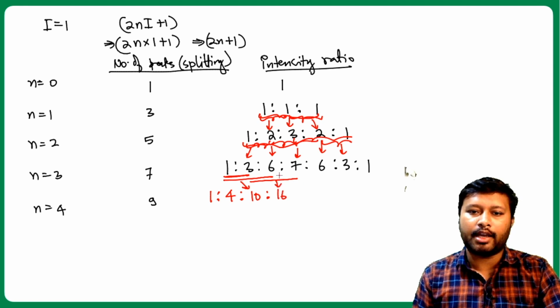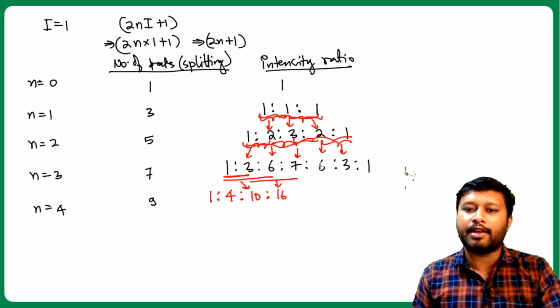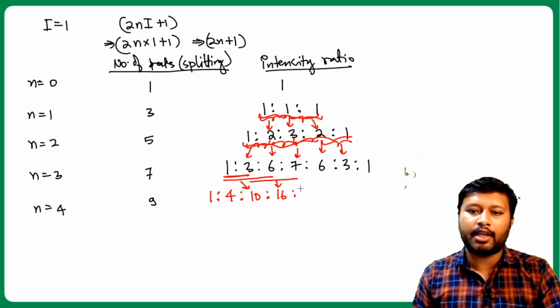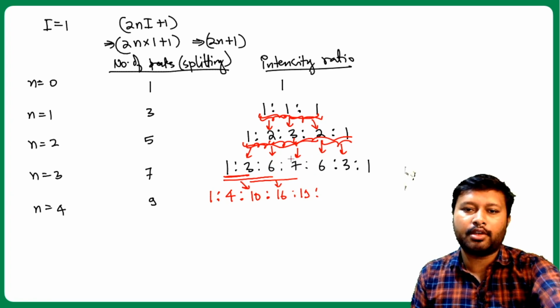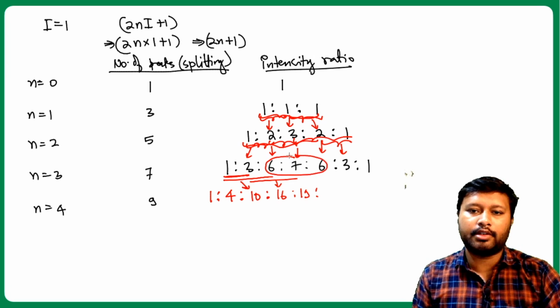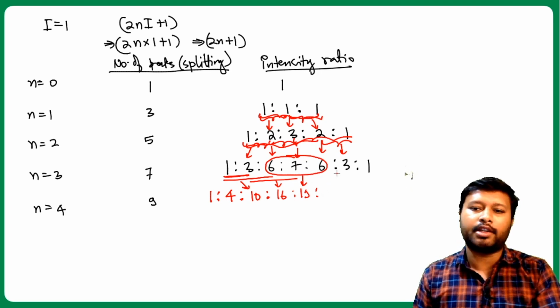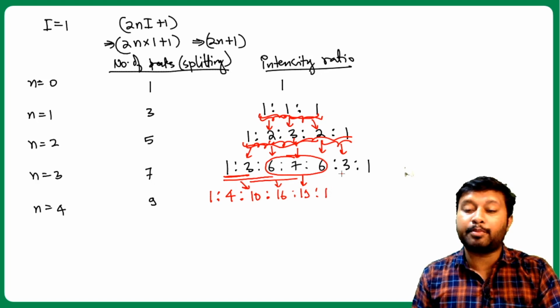Then I have to add these 3 again, like I have added 3, 6 and 7. Now I have to add 6, 7 and 6. So 6 plus 7 is 13 plus 6 is 19. Alright, so I have added 6, 7 and 6 for this. In the next step again I have to add 3 of them. So those 3 will be 7, 6 and 3. So 7 and 6 is 13 plus 3 is 16.